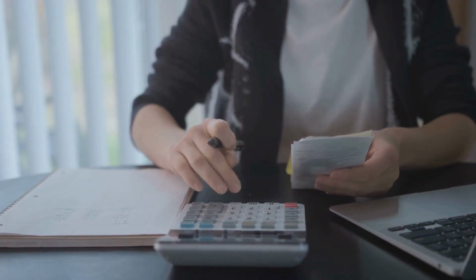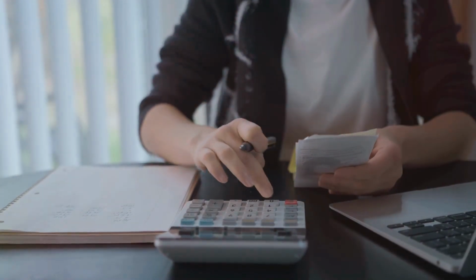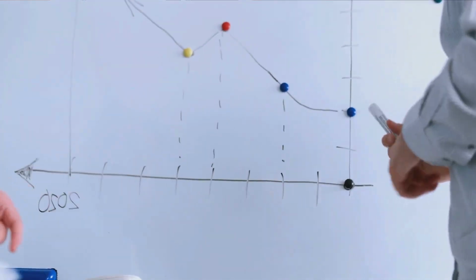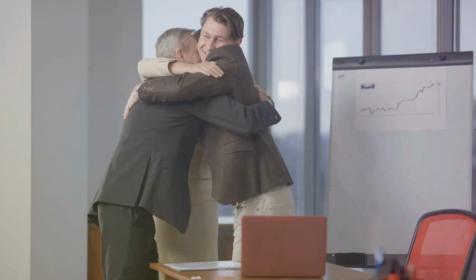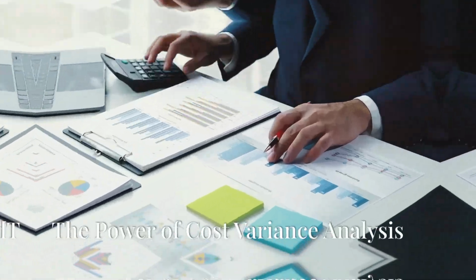Finally, subtract your total standard costs from your total actual costs. The resulting difference is your total cost variance. A positive variance indicates that your actual costs were higher than anticipated, while a negative variance signifies that you managed to keep costs below your projections.